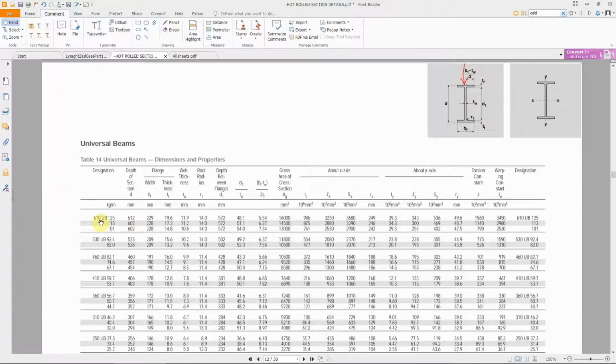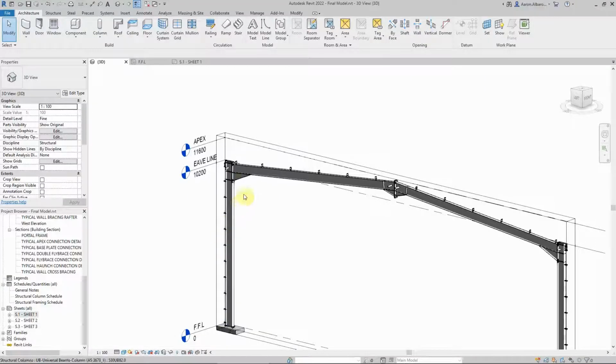UB refers to universal beams, and 125, very important to know, is the weight per linear meter. In other words, if I go back here and cut a 1 linear meter sample of this beam, that will be 125 kilograms in weight. So it's important for us to specify the weight per 1 linear meter, and then by knowing the entire length of our member, we'll be able to know the entire weight.